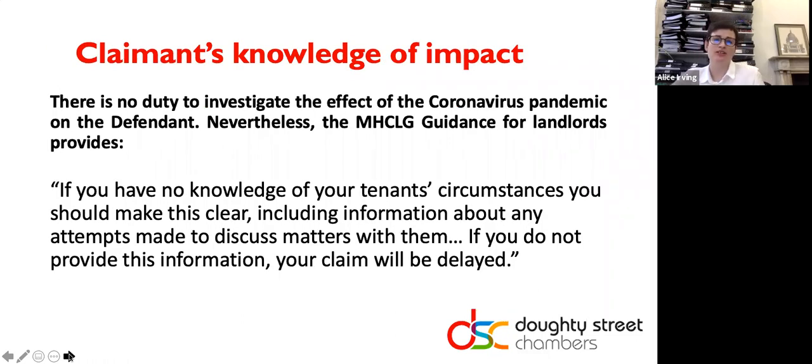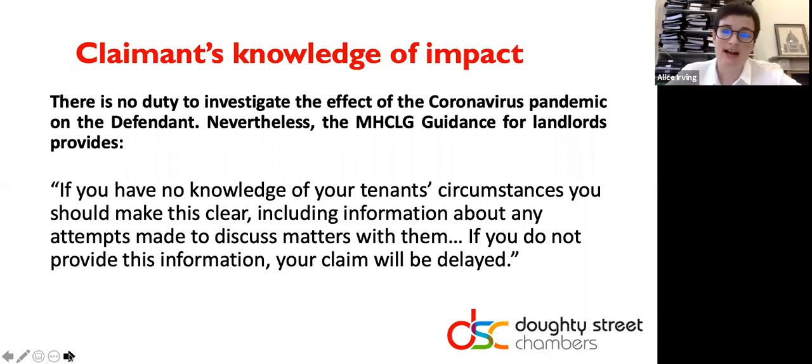So, knowledge of impact. I think it's been pointed out by commentators that while the practice direction requires you to set out what knowledge you have of the impact of the pandemic on the defendant in proceedings, there's no corresponding legal duty to carry out inquiries. And the question naturally arises, is it sufficient then for a claimant in possession proceedings to say, I don't know anything? And we've certainly heard that people have been doing that in reactivation notices that have already been put in to the courts.